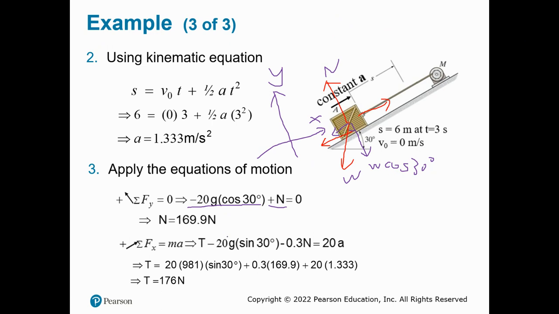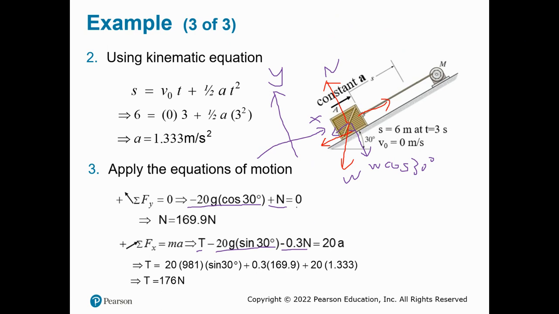On the x direction, you have tension going up. We define to the right, going up along the inclined plane toward the direction of the motor, as positive. So you have positive T, and then you have minus 20g sine 30, which is the other component of our weight. And also we have a friction. Friction is going the opposite direction of the motion, which will be the kinetic friction coefficient times the normal force.